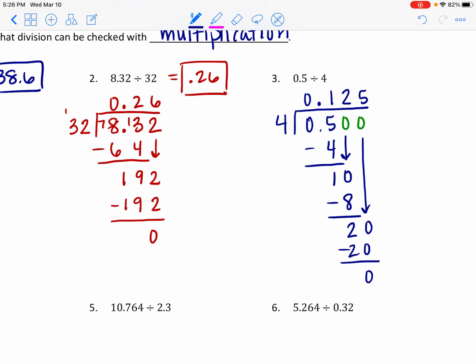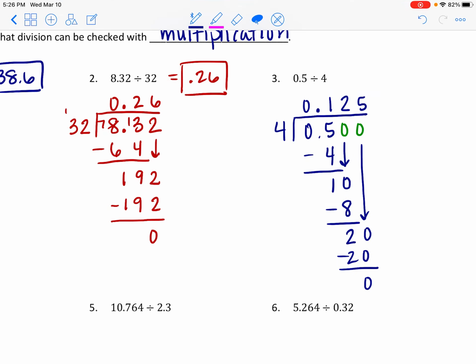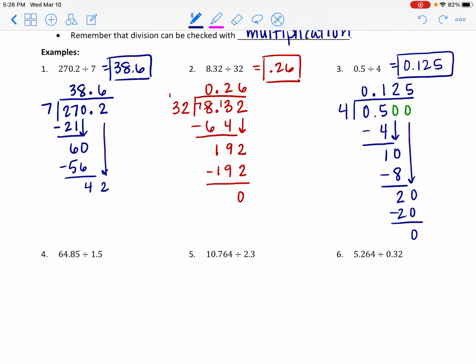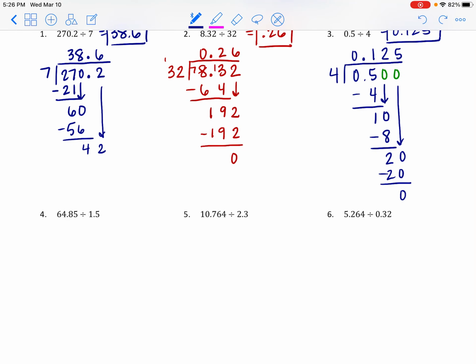So this quotient answer is going to be exactly 0.125. So this is equal to 0.125 or just .125. If you want that 0 in front, cool. If not, also cool, right? We can see here both ways are going to be acceptable. Okay? So those are all called terminating decimal answers. We're going to see some variety happen here.